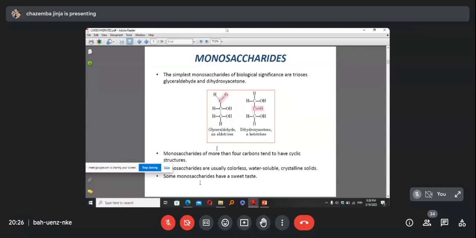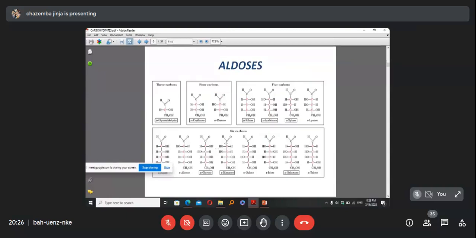So these monosaccharides are usually colorless, water soluble, and crystalline solids, and they have a sweet taste. So keep these in mind. Glyceraldehyde and dihydroxyacetone. These are important monosaccharides. So keep them in mind. So all these are examples of aldoses. So aldoses, which simply entails that the carboxyl group is on position 1.